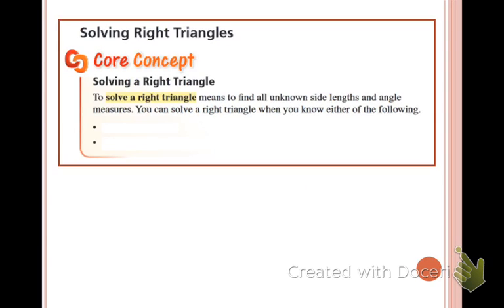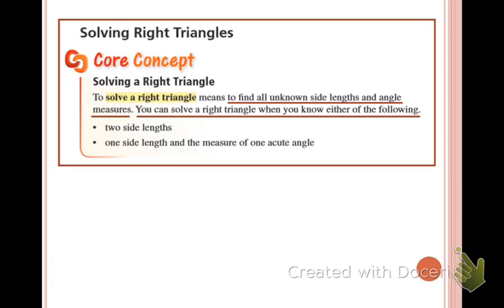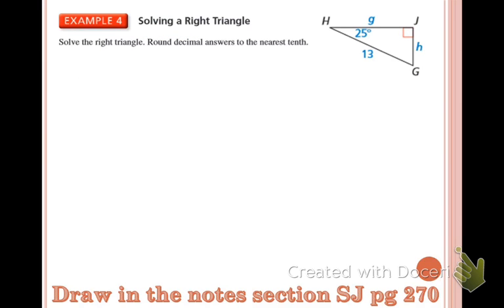So we're going to learn today's. You learned yesterday to solve a right triangle means to find all of the unknown side lengths and angle measures. And there were two types of scenarios that you're going to have. Yesterday we had where you had two side lengths. Today, you're going to be given one side length and the measure of one acute angle. Some find one easier and some find the other easier. I find them both simple as long as you know SOHCAHTOA. All right? So, draw this in the notes section, student journal, page 270. It's like a big blank section, or you can draw it on a sheet of paper. I don't mind, whichever one.